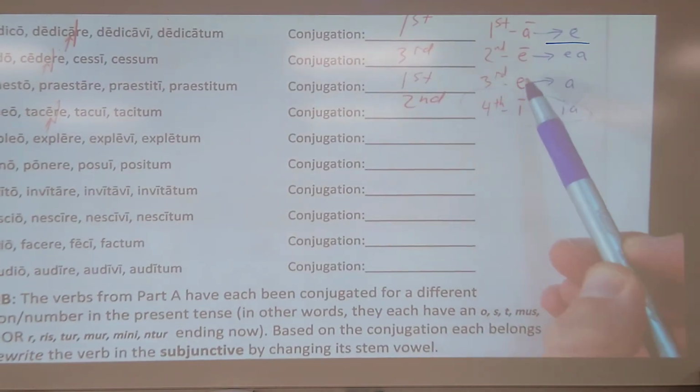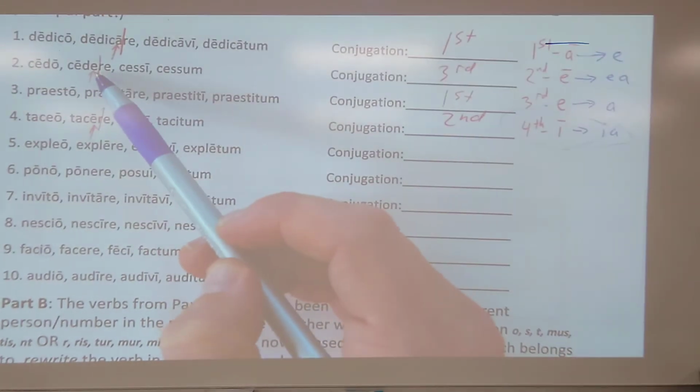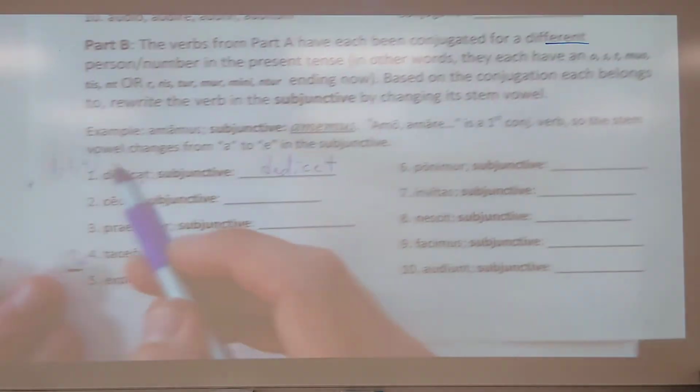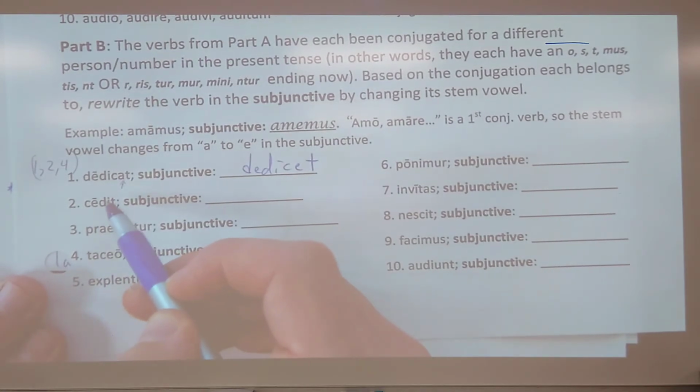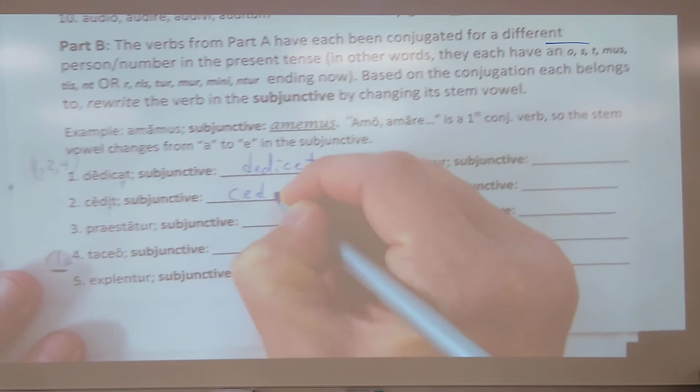We know it's third, so the E from the infinitive turns into an A, and so we can change this I into an A. So instead of cadit, we have cadat.